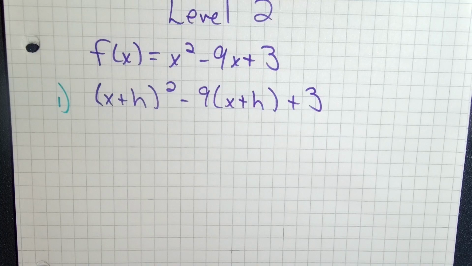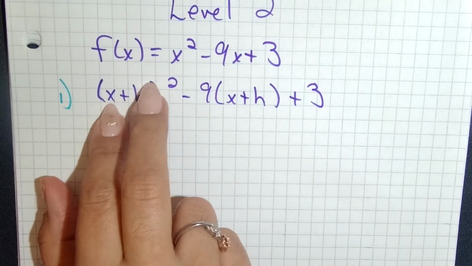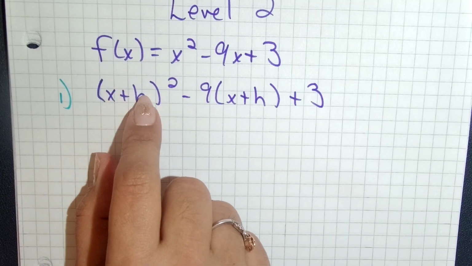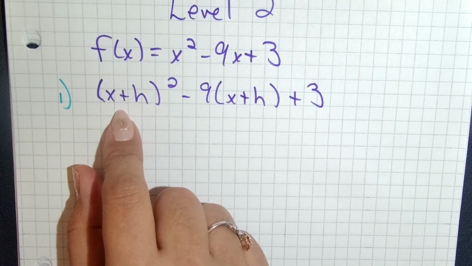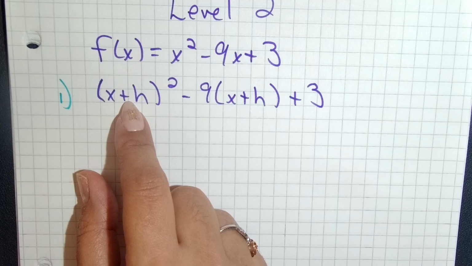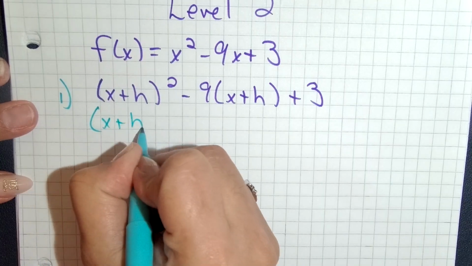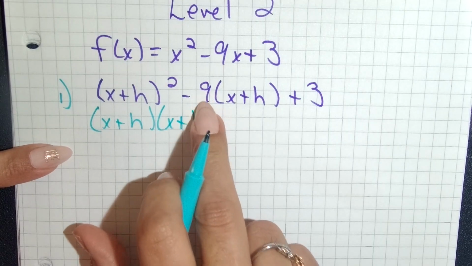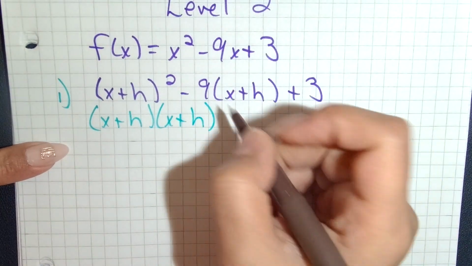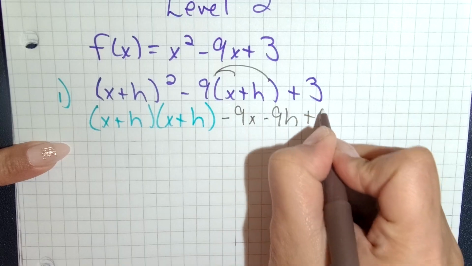Okay. What does this square tell me about this part of the equation? What does the square tell me? It's doubled, right? So there are two of these things. So it's x plus h, x plus h. What can I do to this negative 9? Distribute. So I have negative 9x minus 9h plus 3.